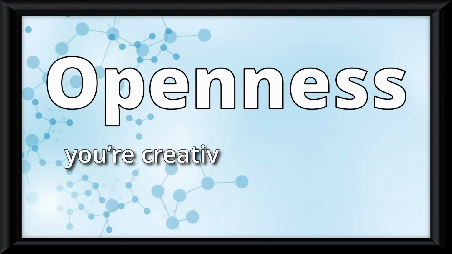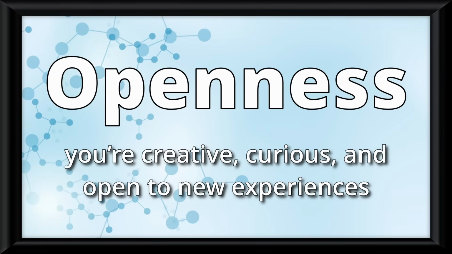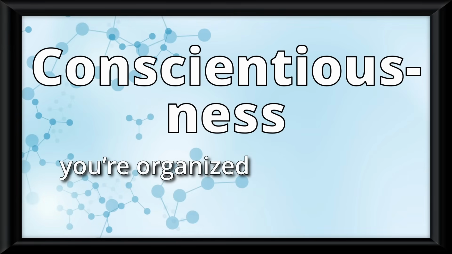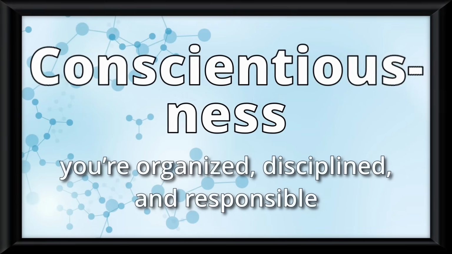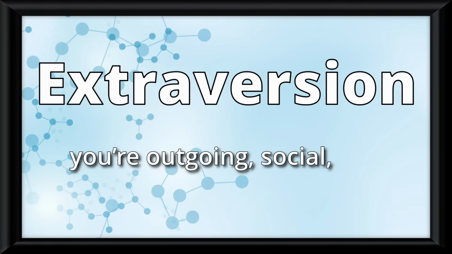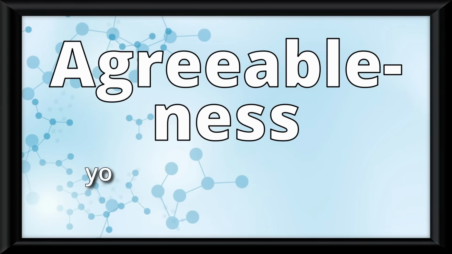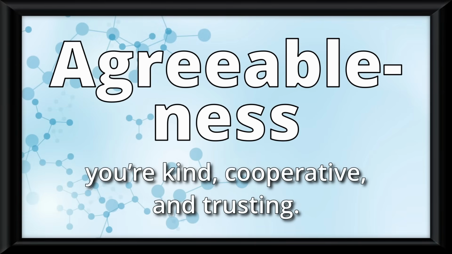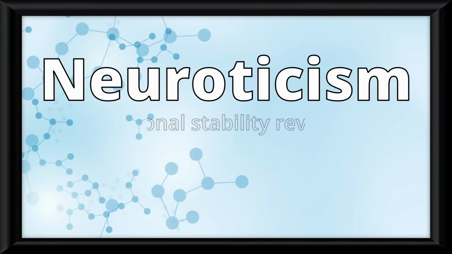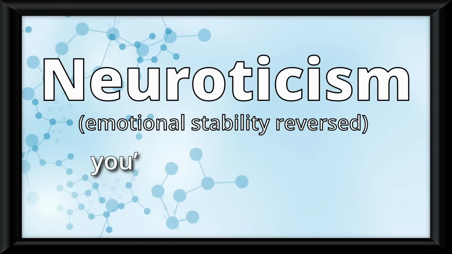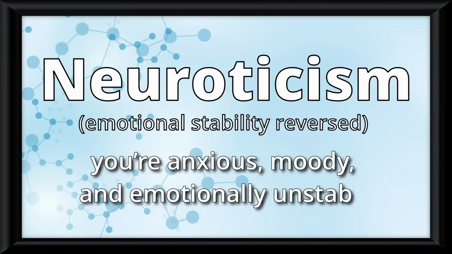Openness means you're creative, curious, and open to new experiences. Conscientiousness means you're organized, disciplined, and responsible. Extroversion means you're outgoing, social, and energetic. Agreeableness means you're kind, cooperative, and trusting. And finally, neuroticism, which is sometimes called emotional stability reversed, means you're anxious, moody, or emotionally unstable.